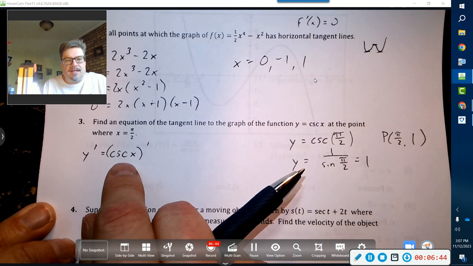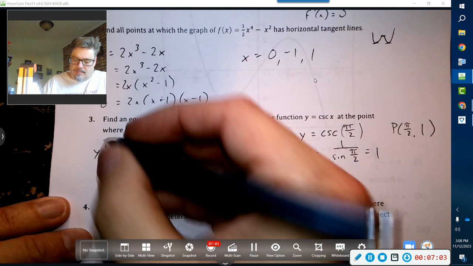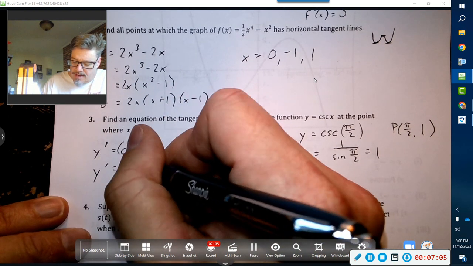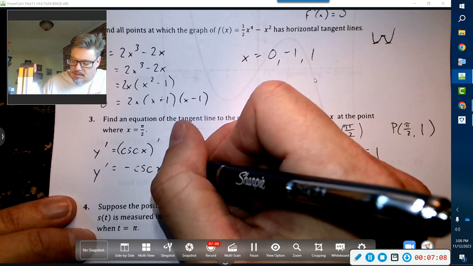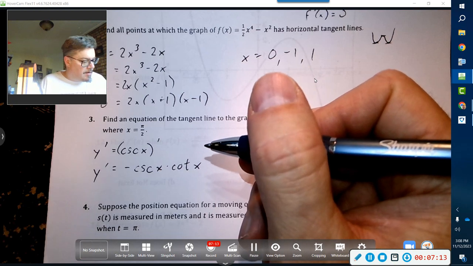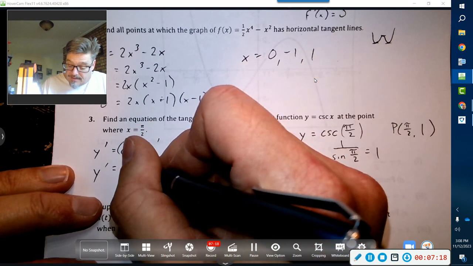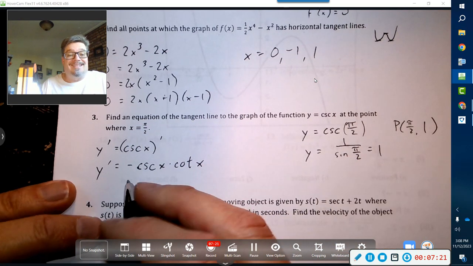So let's figure out what the derivative of this is. And I think we already did this, unfortunately. The derivative of cosecant, I think, is negative cosecant cotangent. Okay, can I look that up? Negative cosecant x, cotangent x. I know I could look those up in my notes. I'm going to go with it. I think this is the truth. So this is the derivative formula.